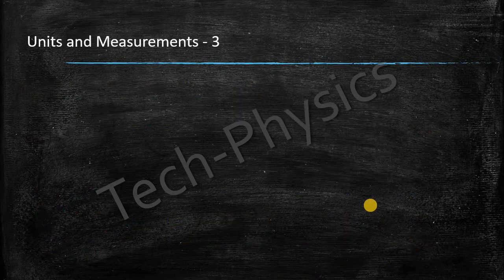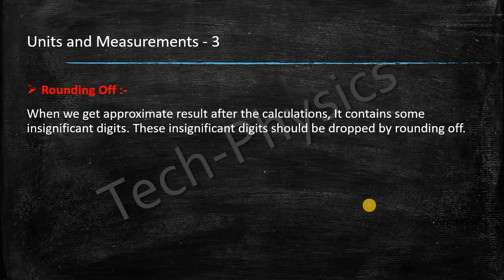When we get an approximate result after a calculation, it contains some insignificant digits. These insignificant digits should be dropped by rounding off. As I said, we were counting the significant number of digits. Only some numbers are fair and have to be considered, but the numbers which are not to be considered are insignificant digits, so we have to drop them. For dropping them, we go through the process called rounding off.